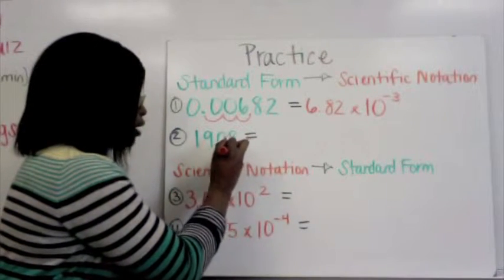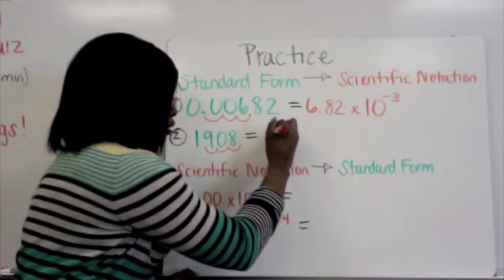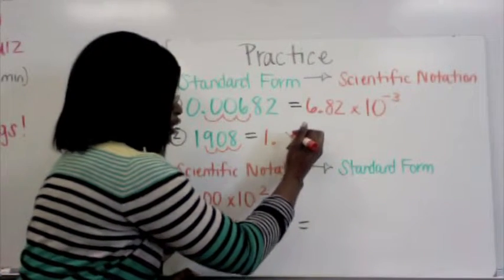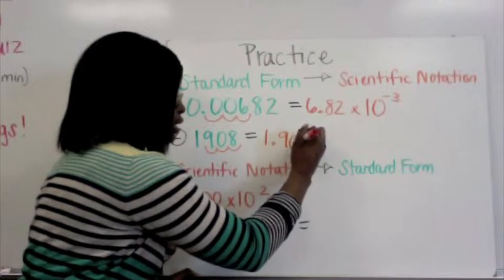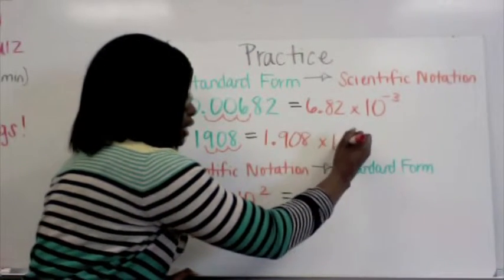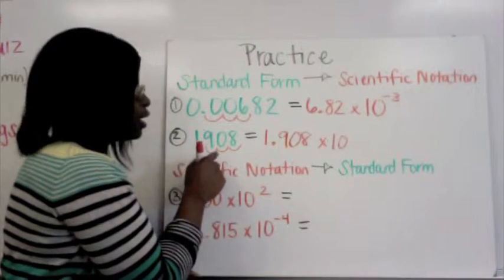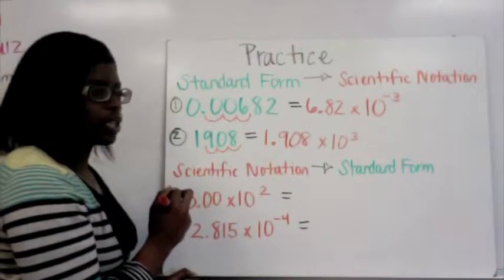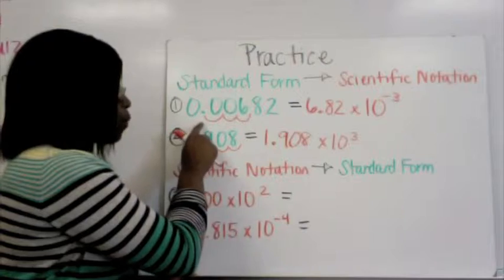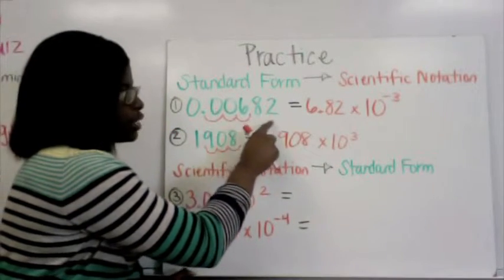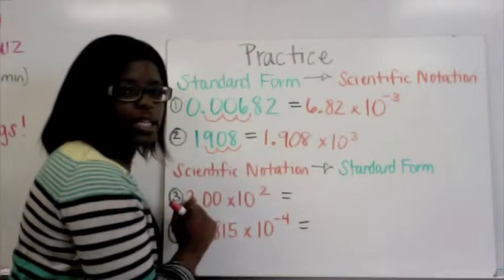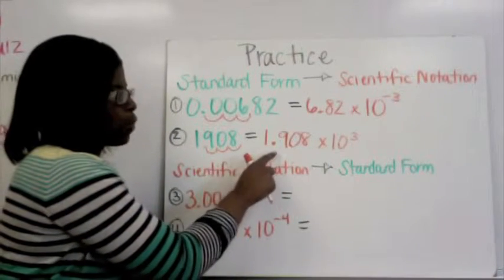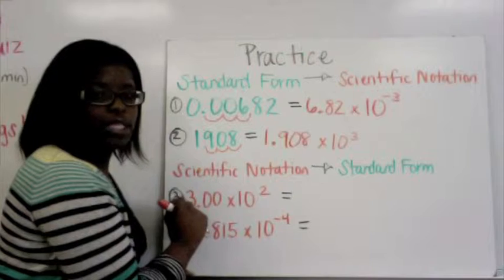So it's going to be 1, 2, 3. So our answer is going to be 1.908 times 10, make sure you see these decimal points. And this time, because we moved it to the left, we're actually going to get a positive exponent, and that's going to be also to the third power. So 0.00682 is equivalent to 6.82 times 10 to the negative third. And 1,908 is equivalent to 1.908 times 10 to the positive third.